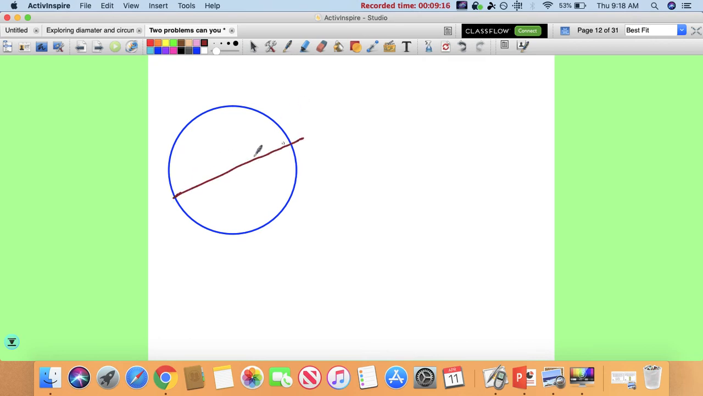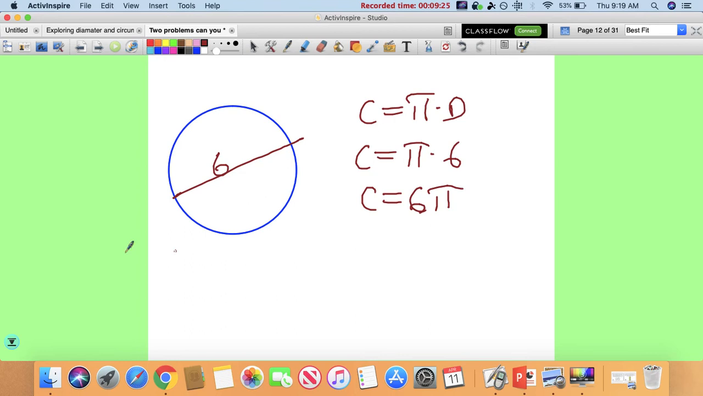This one says that the diameter is 6, so C equals pi times d. C equals pi times 6, or C equals 6 pi, but we want to round this to the nearest hundredth, so we need to multiply here, and that's going to give us 18.85 centimeters.